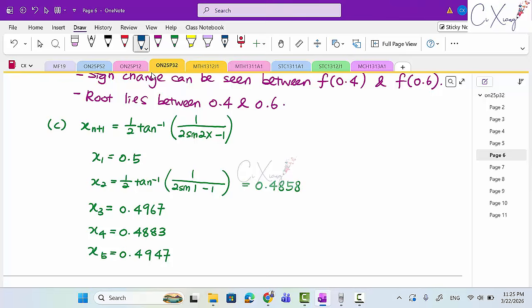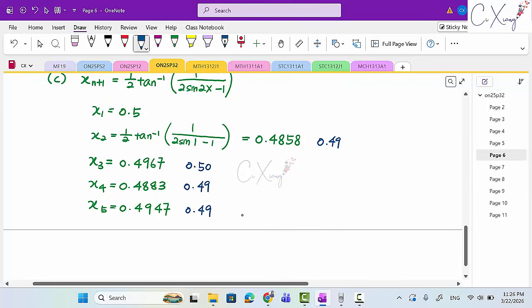Okay, then usually after a few iterations, I will double check and see what is the answer for 2 decimal places. For this one is 0.49. For this one is 0.50. This one is 0.49 again. Then this one is 0.49. It seems like your 2 decimal places answer has been repeated, right? Then if you want it to be safe, you can try one extra iteration one more time.